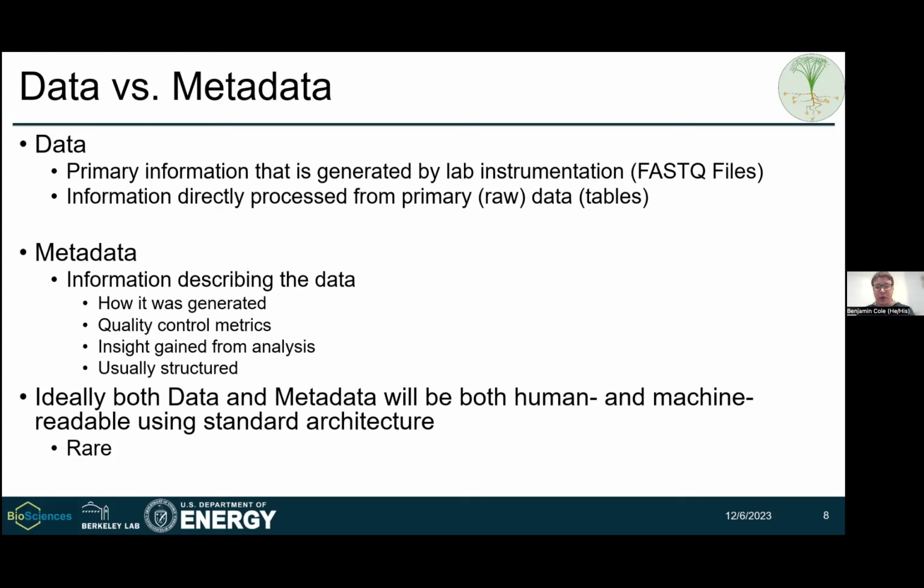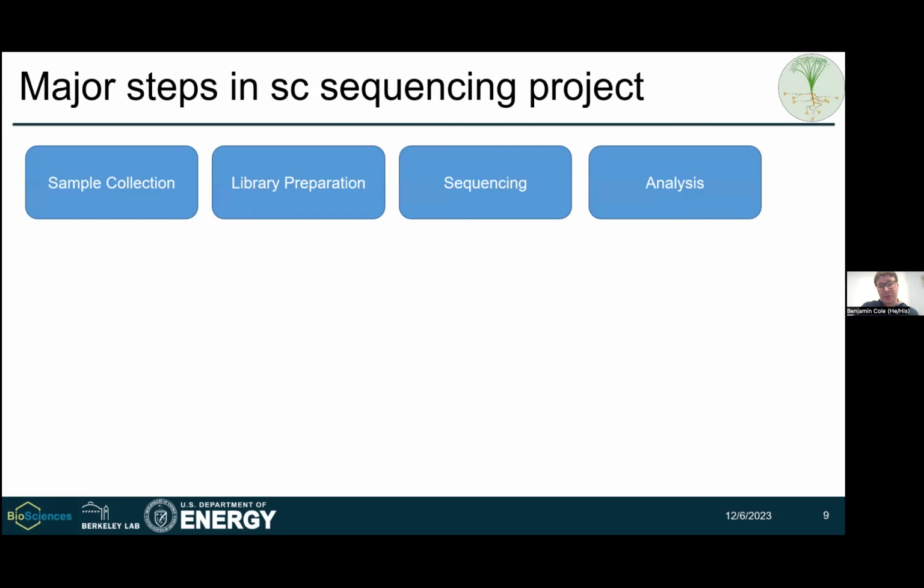This is usually structured with a handful of metadata terms that should be fixed. I think there are a lot of great efforts out there to start to fix these into a more standard ontology, but I think some more work needs to be done there. And ideally, all of the data and metadata should be machine readable at minimum and human readable if possible. So I wanted to go through in a little bit more detail what data and metadata are generated from a typical single cell analysis workflow.